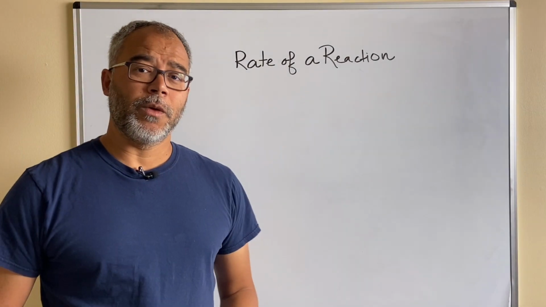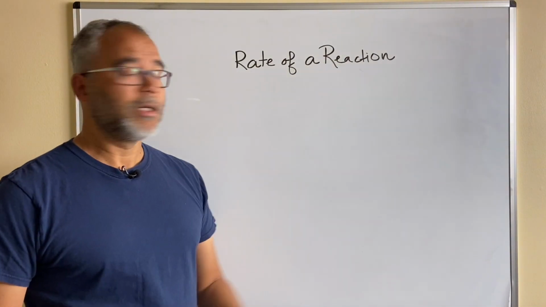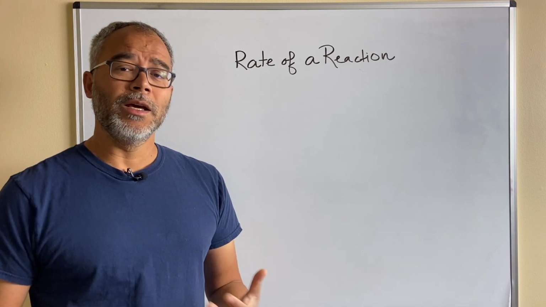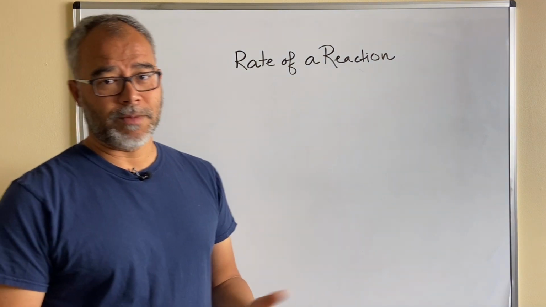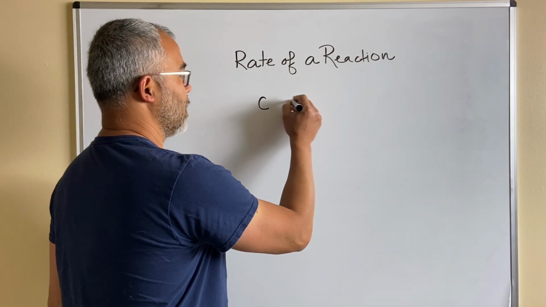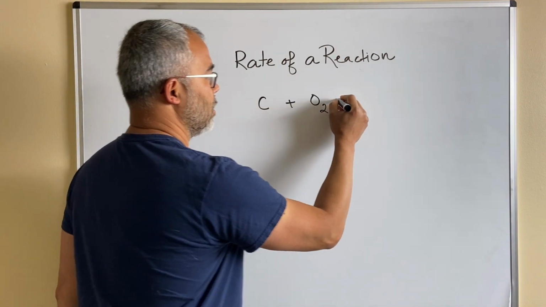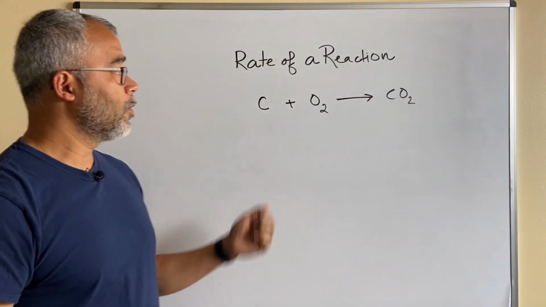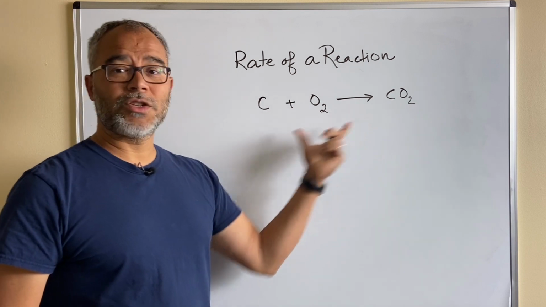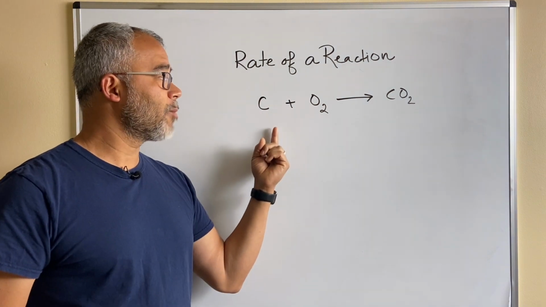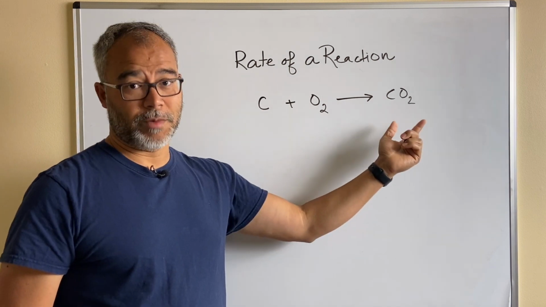Hi, in this video we're going to talk about the rate of a reaction. So what exactly is the rate of a reaction? It's simply the speed at which a reaction takes place. So consider the reaction carbon plus oxygen gives us carbon dioxide. When we talk about the rate of this reaction, we're really trying to understand how fast carbon combines with oxygen to form carbon dioxide.